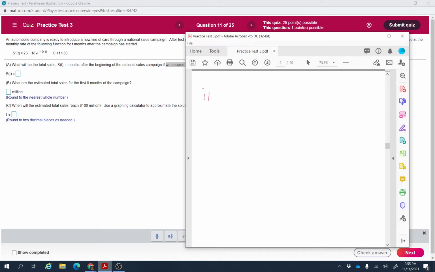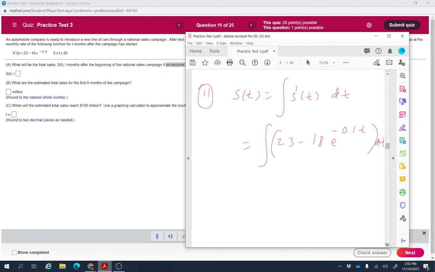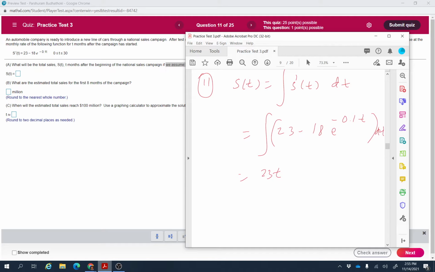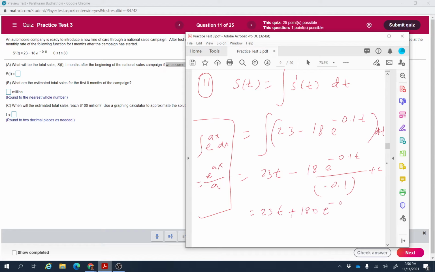This is problem 11. S of t is the integration of S prime of t dt, which is basically the integral of 23 minus 18 e to the power negative 0.1 t dt. The integration of 23 is 23t. If you remember, the integration of e to the power ax dx is e to the power ax over a. Here a is negative 0.1, so that would be 18 e to the power negative 0.1 t over negative 0.1 plus some constant. This negative, then this negative becomes positive. 18 divided by 0.1 is 180, so that will give us 180 e to the power negative 0.1 t plus a constant.